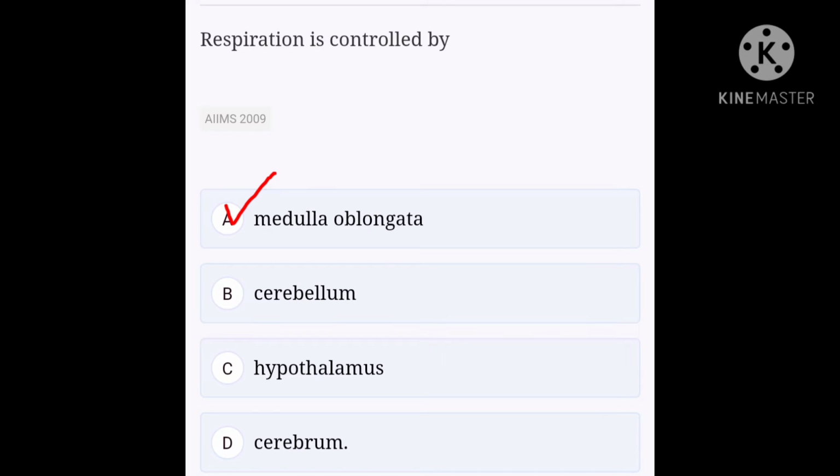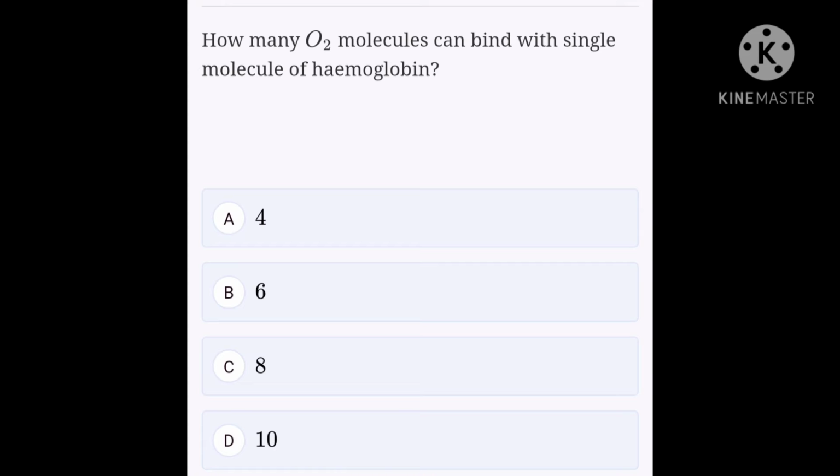Next question. How many O2 molecules can bind with a single molecule of hemoglobin? Option A, 4; option B, 6; option C, 8; option D, 10. Interesting question, guys, and the right answer for this question is option A, that is 4. Let's see our next question.